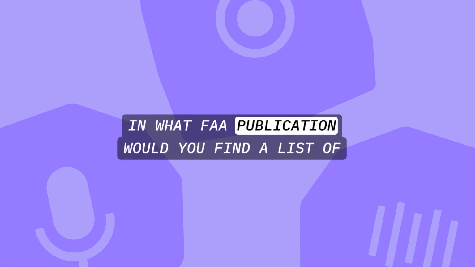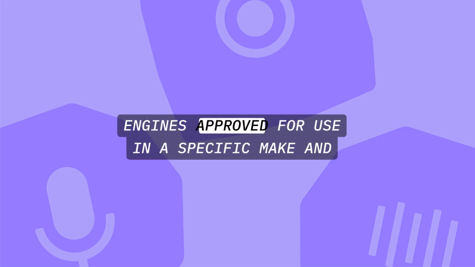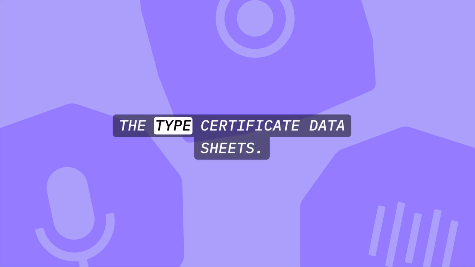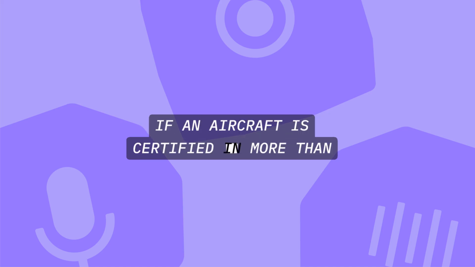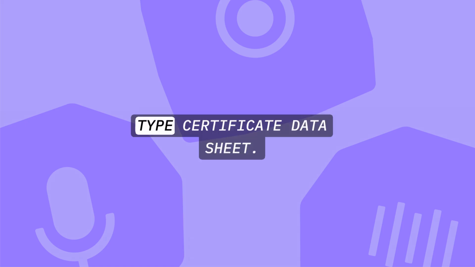In what FAA publication would you find a list of engines approved for use in a specific make and model of airplane? The type certificate data sheets. What reference material can be used to determine if an aircraft is certified in more than one category? The type certificate data sheet.